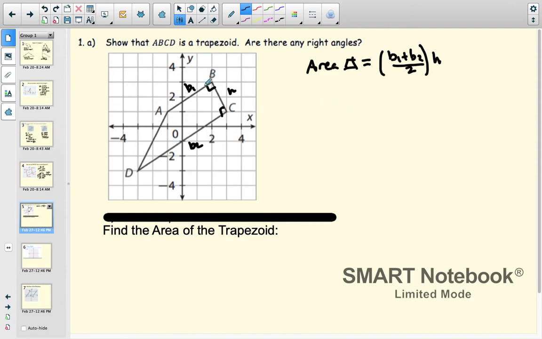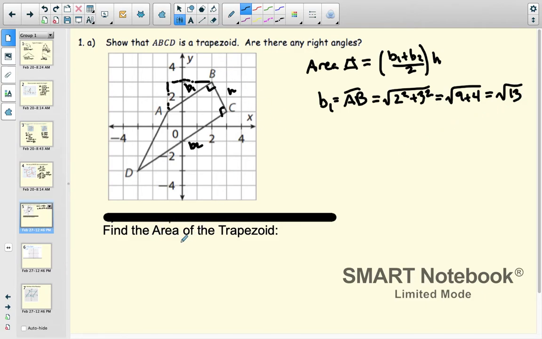Okay, so if we can find these three side lengths, then we can compute the area. So we're going to say B1 equals, well, that's AB. So I'm going to count the change. I go up 2, and then I go over 1, 2, 3, right? So this is equal to 2 squared plus 3 squared. So that is going to give me square root of 9 plus 4, and that's square root of 13.